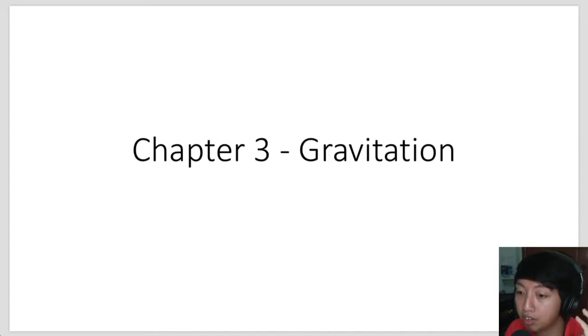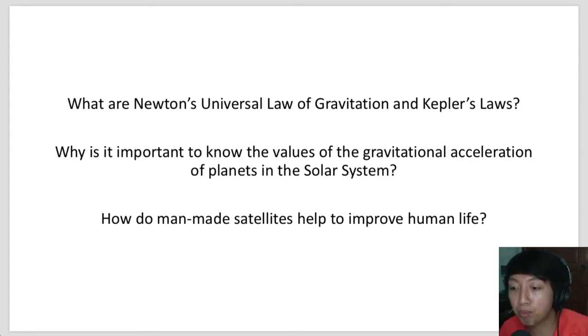So chapter 3, we are dealing with gravitation. We're dealing with gravity, the pull between different bodies. And what is this? Well, let's see. Some important questions that we need to answer in this chapter. What are Newton's universal law of gravitation and Kepler's laws? There are different laws and different formulas that we're going to study, and we're going to understand what it is. And so the main thing that we want to take away from this chapter is, what is this law?